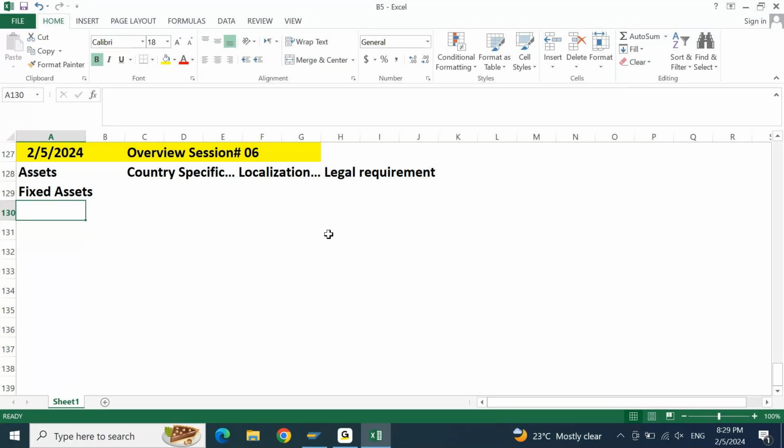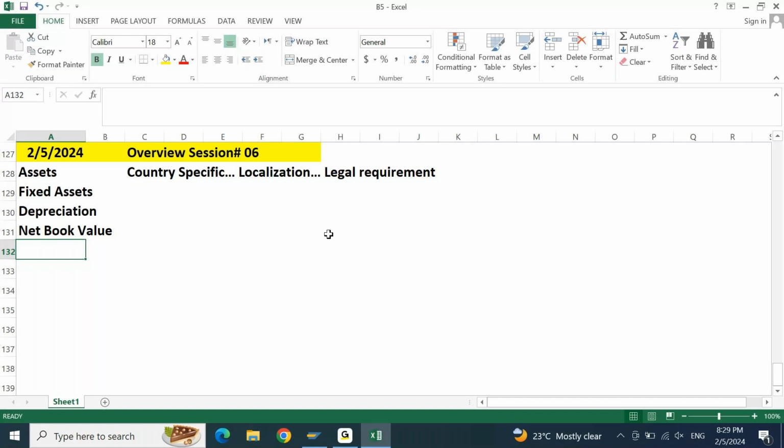So the moment you talk about fixed asset, you should talk about one more thing called depreciation. You have asset, you have depreciation, and you need to talk about another thing called net book value. How net book value is calculated, you need to understand.